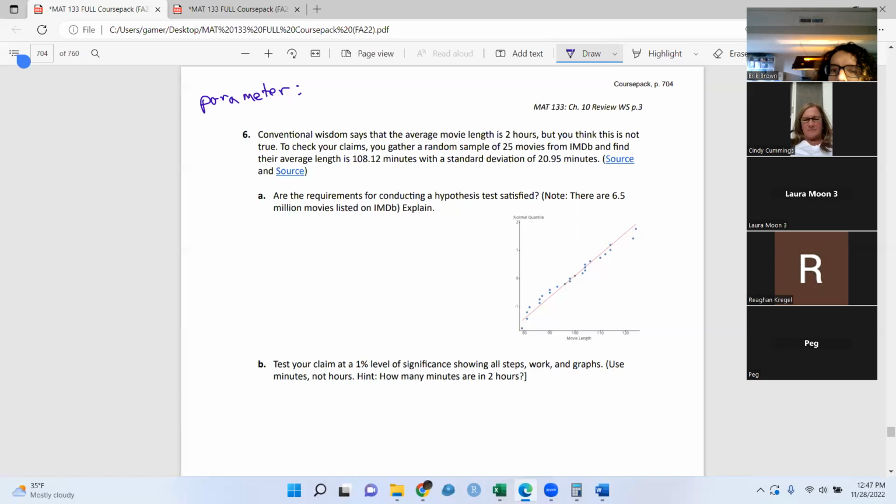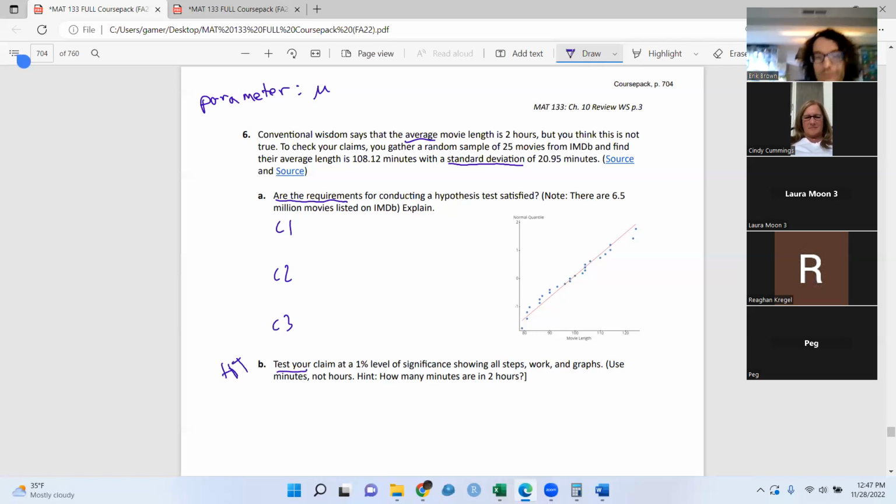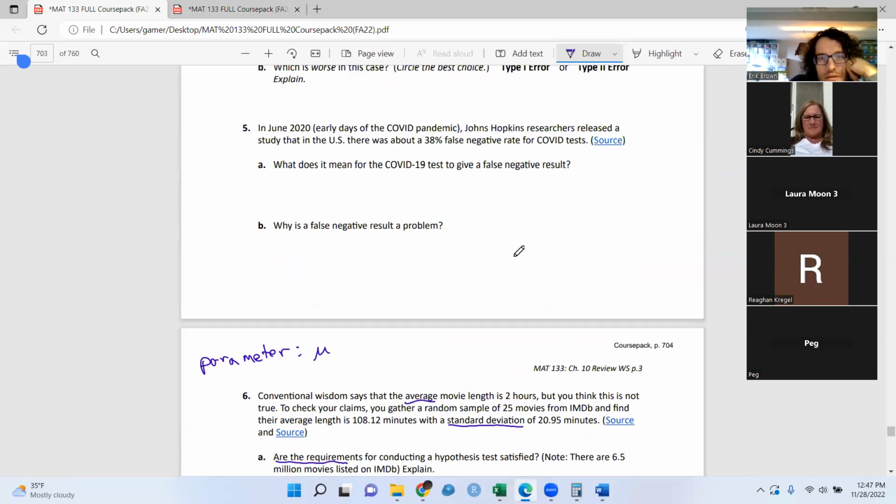Well, it says the standard deviation and the average length. Yeah, go ahead, keep going. So which one? So it's a mu. Nailed it. And then this one: here are the requirements for conducting the test satisfied, C1, C2, C3. Test your claim. You're being asked to do a hypothesis test for a mean. So this was not what I had in mind that I wanted to think about.